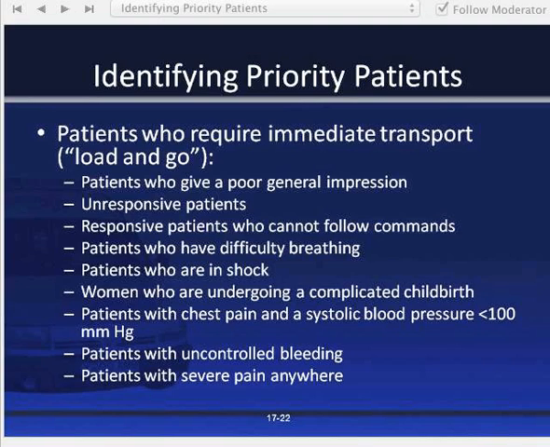Patients who require immediate transport, often referred to as a load and go, include patients who give a poor general impression, unresponsive patients, responsive patients who cannot follow commands, patients who have difficulty breathing, patients who are in shock, women who are undergoing complicated childbirth, patients with chest pain and systolic blood pressure less than 100 millimeters of mercury, patients with uncontrolled bleeding, and patients with severe pain.